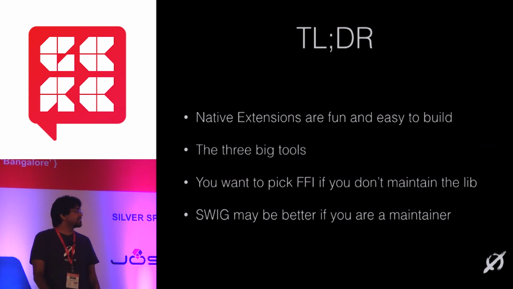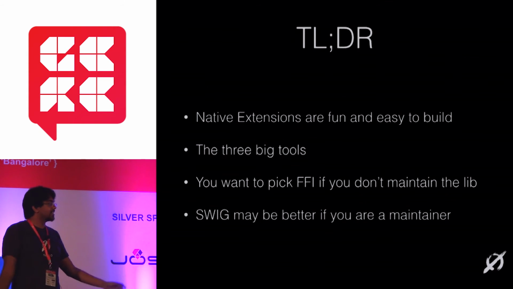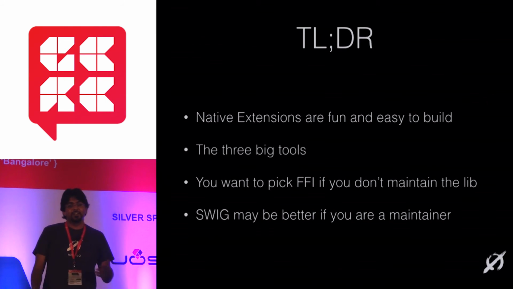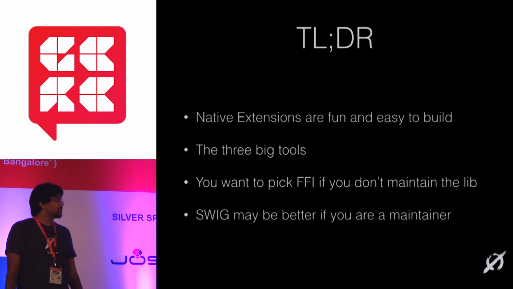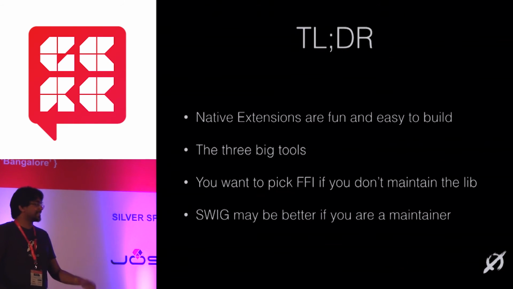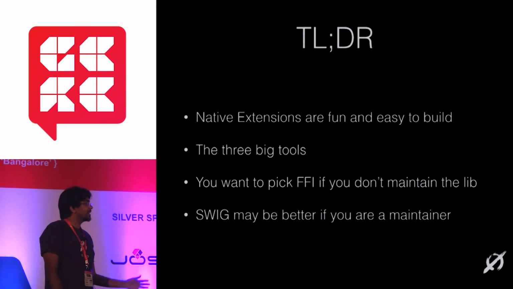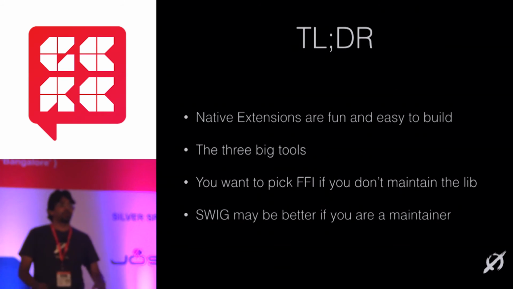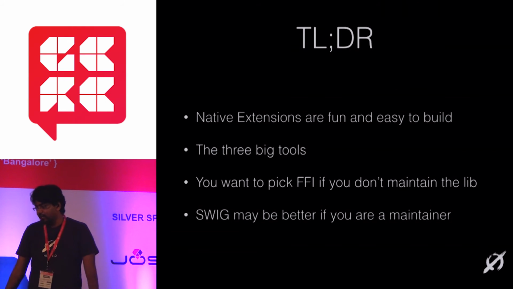So, TLDR: native extensions are fun and really easy to build. The three big tools are C extensions, FFI, and Swig. You probably want to choose FFI if you don't maintain the library, since it's so easy to write the code for it. Swig may be better if you actually maintain the library and you want to expose it to a number of people. OK, thank you.